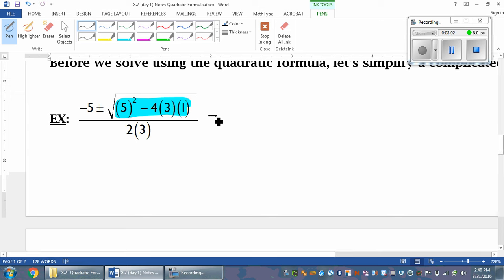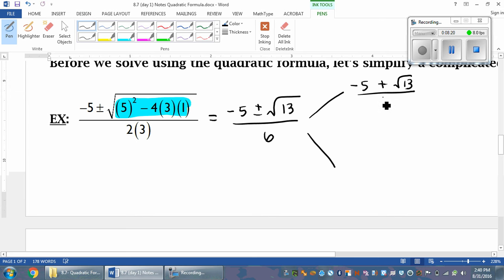All you started was the parentheses. So what we did was negative 5, so minus. Now I have over 13 divided by 2 times 3. From here, you're going to separate the two equations. You have negative 5 plus the square root of 13 divided by 6. The other, we have negative 5 minus the square root of 13 divided by 6. Okay? You're going to put this whole thing in your calculator. Now, when we type in fractions, we have the numerator in parentheses.